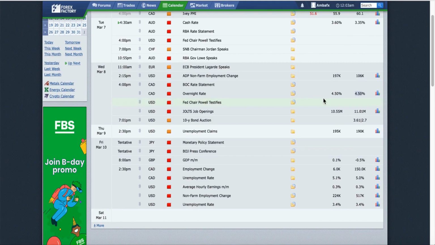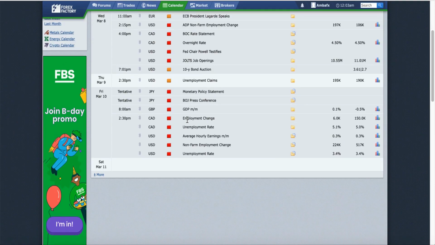If this particular result comes out, it's not surprising to the market. We might not see a very big move from the Canadian dollar, but if we see something higher or something lower than 4.50, we should see a big move, that is a big volatility coming into the Canadian dollar.